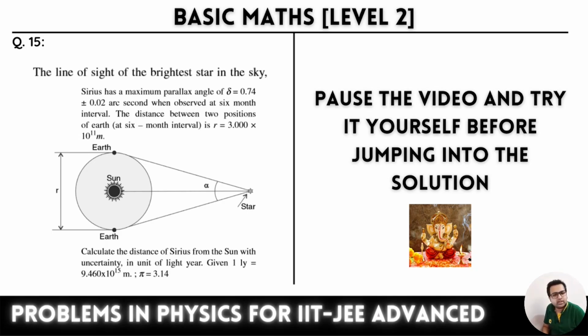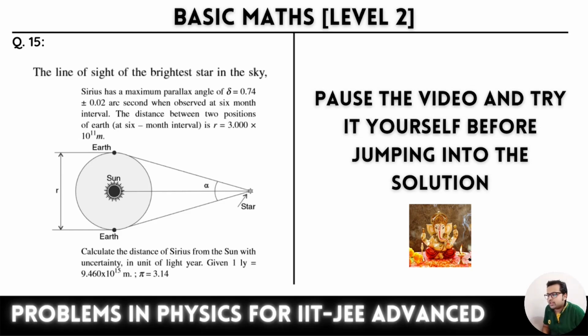So we have to calculate the distance in unit of light year with uncertainty. So we want an exact answer. Given 1 light year is equal to 9.460 into 10 to the power of 15 meter. It is given. And pi is equal to 3.14.